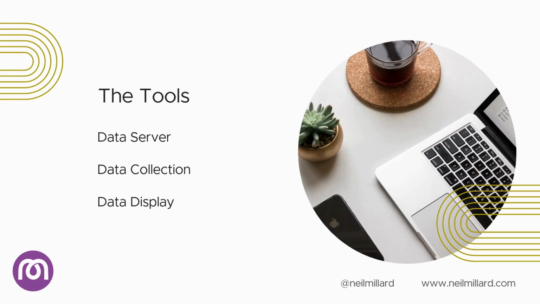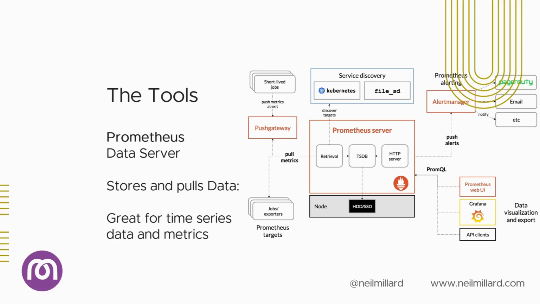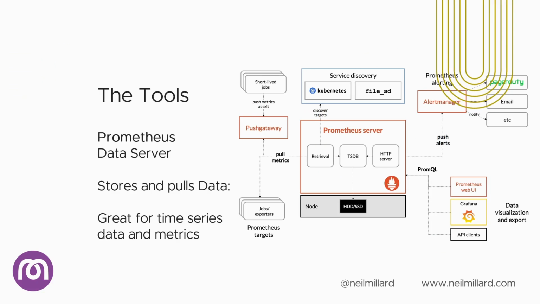We've got the data server, where the stuff is, data collection, where we get it from, and data display, where we are going to show this stuff to ourselves, our users, our management, so that we can do something useful with it. So starting with the tools, let's look at Prometheus. It's quite a widely used tool, and it's very good at looking after metric data, all those numbers. Not so good at logs, but it can probably do that as well.